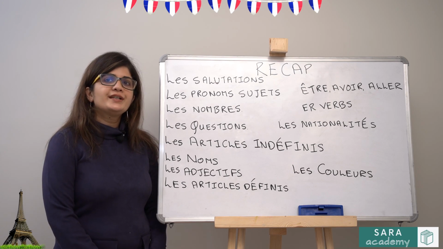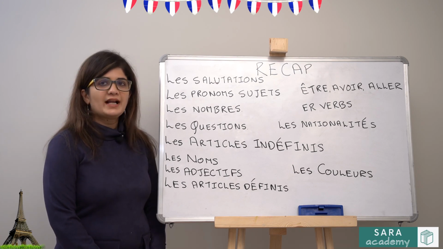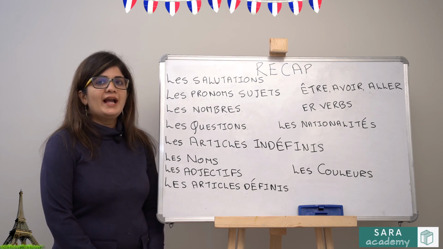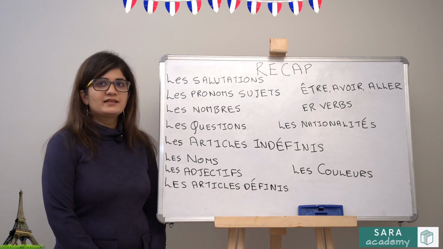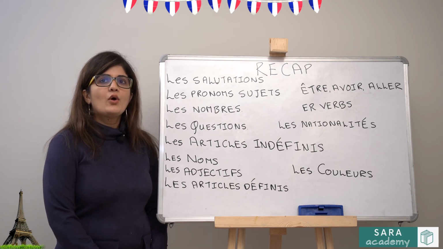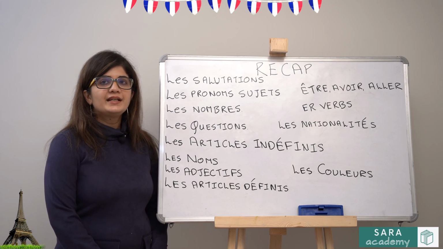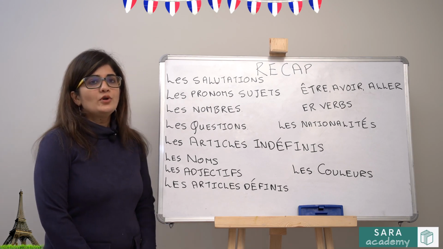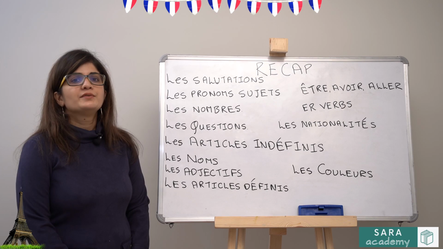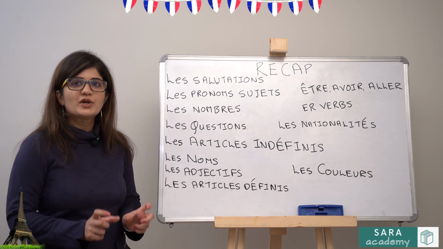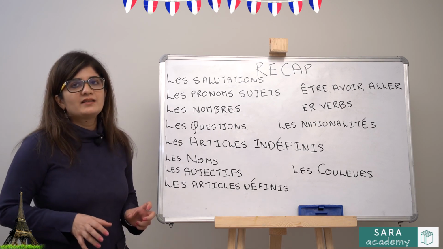Then we studied the first group of verbs, which is the ER ending verbs. How do we conjugate an ER ending verb? We cancel the ER and we add E, ES, E, E, ONS, EZ, ENT, ENT. So we will cancel the ER. Whatever remaining part of the verb is there, we will copy it as it is.